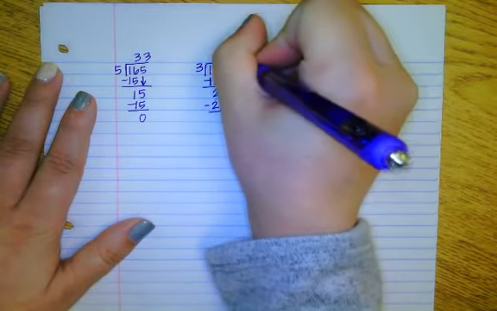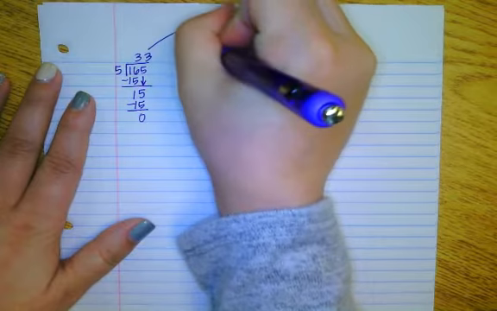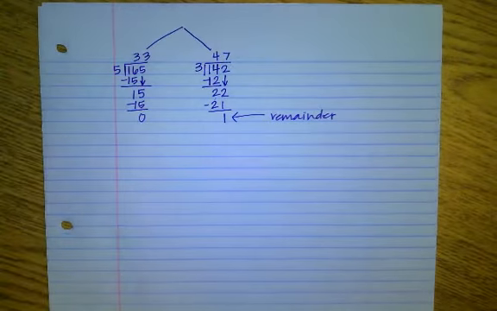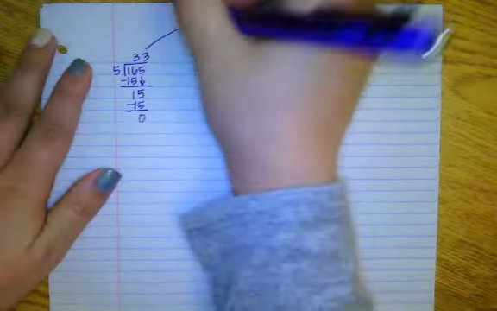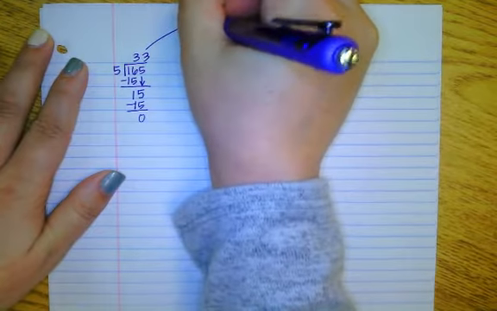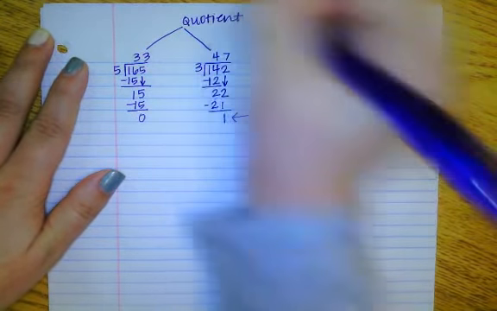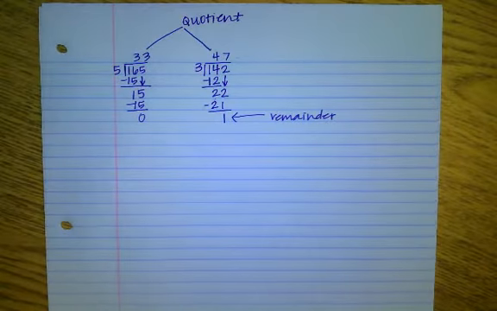What do we call the 47 and the 33? The quotient. The quotient. Very good. Okay, so you have the quotient, which is your whole numbers. The remainders are going to be your leftovers.